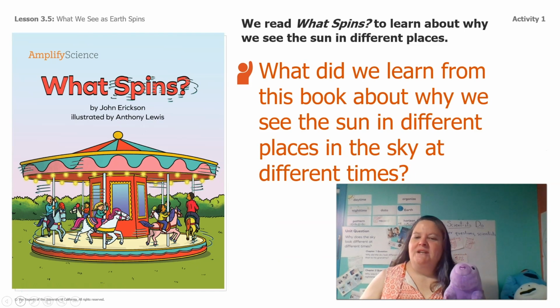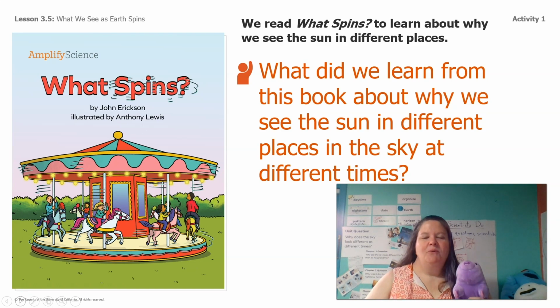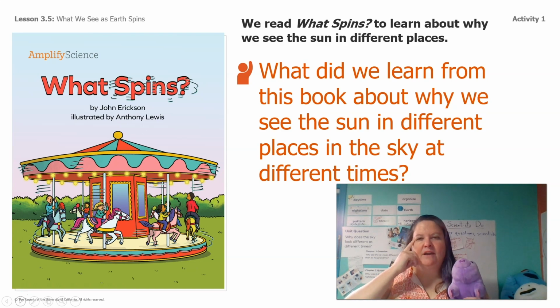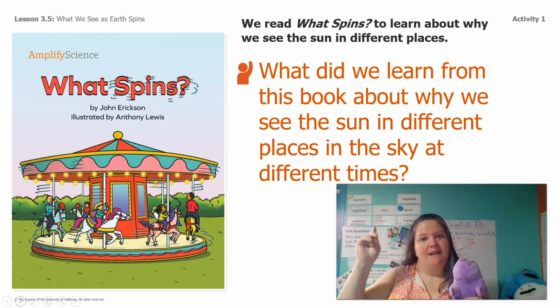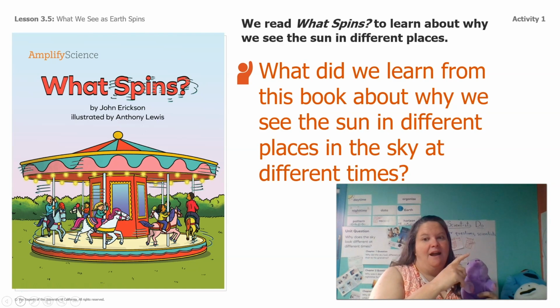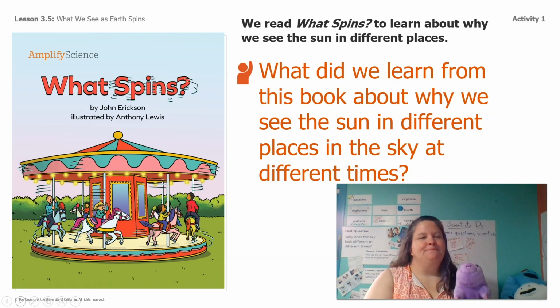The first thing I want to do is remember what we learned from the book we read last time, What Spins. So I want to give you guys a little bit of time to think. What did we learn from this book about why we see the sun in different places in the sky at different times? Think about it. You can go ahead and tell me what you think the answer is. Why do we see the sun in different places in the sky at different times?